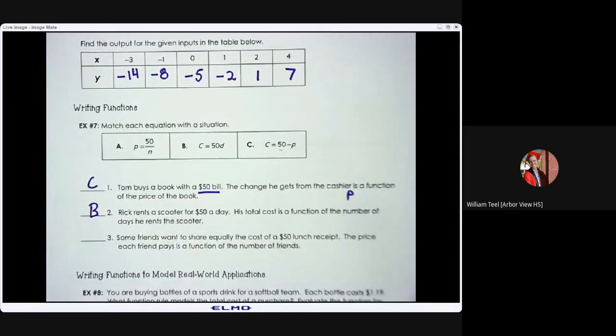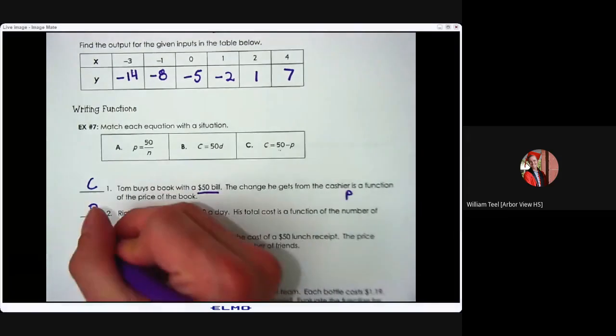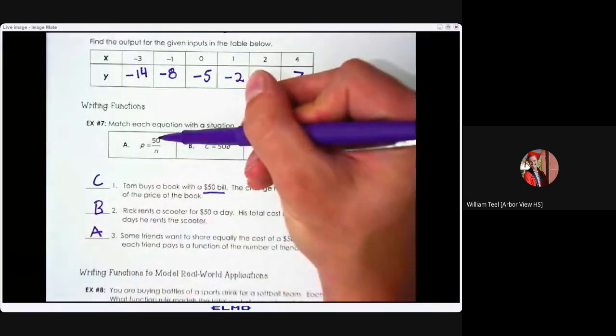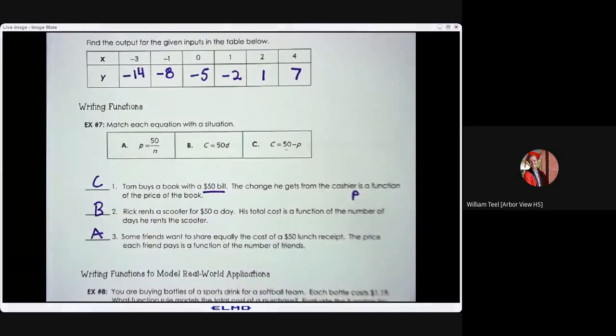Part 3, some friends want to share equally the cost of a $50 lunch receipt. The price each friend pays is a function of the number of friends. If you are at lunch with your friends and the total bill is $50 and you want to split it 3 ways, you are obviously going to divide the total cost of lunch by 3, because you want to figure out how much each of them has to pay. That is represented by A, because we're dividing the total cost of the meal by the number of people attending the meal. That's going to be everybody's individual cost.